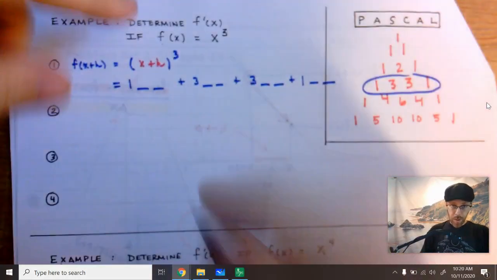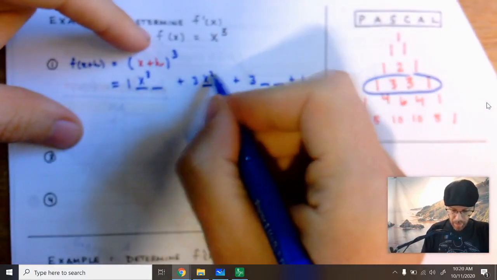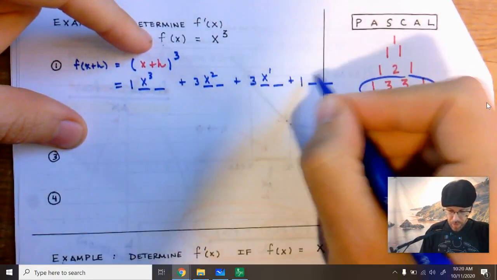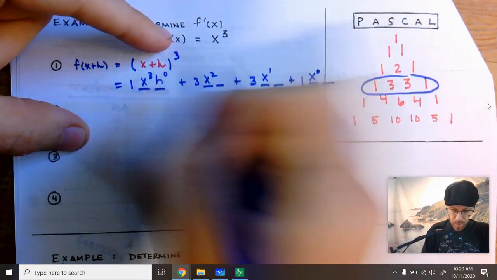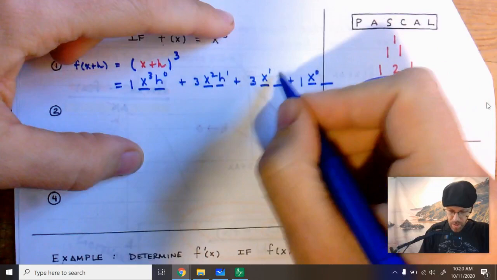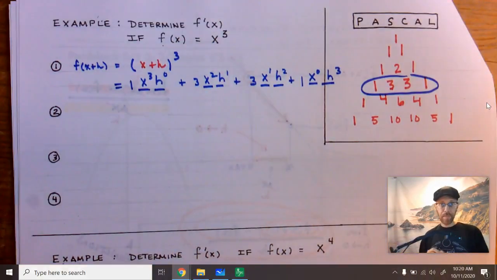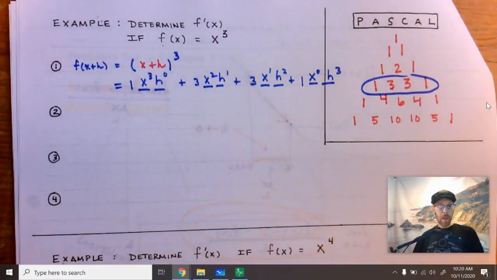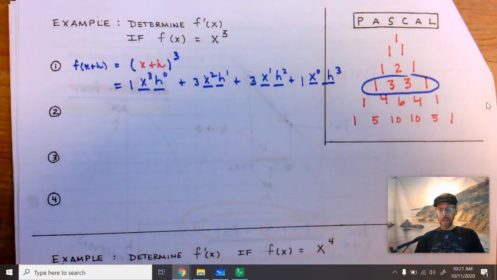And then our powers are just going to be x to the third, x to the second, x to the first, x to the 0, and then h to the 0, h to the 1, h to the 2, h to the 3. All right. So that's probably the trickiest part. See if you can remember the second step, what we do next.